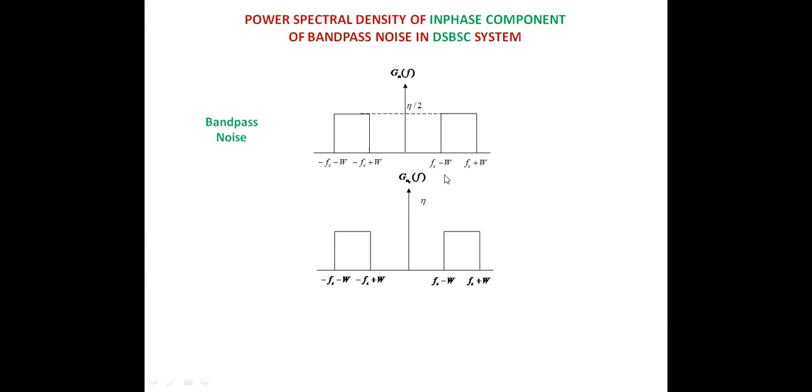So how do you get the multiplication in time? You know, multiplication in time is equivalent to a shift in frequency, isn't it? So when Ni(t) is multiplied by cosine, the power spectral density of Ni, that is Gn(f), is shifted in frequency both to the left and to the right by an amount of Fc. So if this is the noise power spectral density of Ni, when it is shifted to the right by an amount of Fc, what will happen?